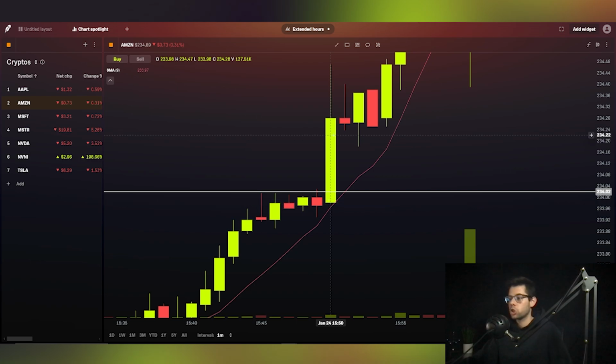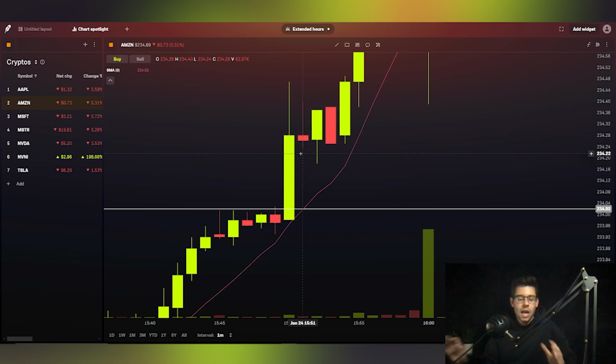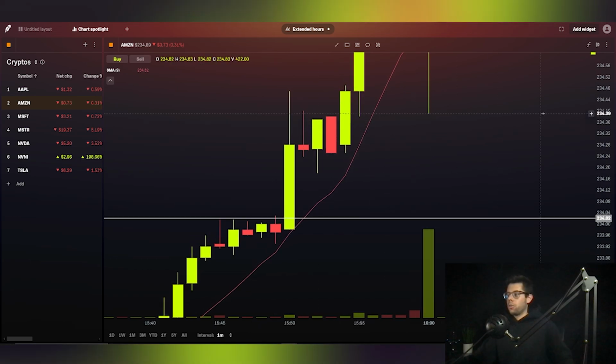We get a massive surge to the upside and it breaks through. And anytime a stock breaks through resistance, it tends to run like crazy. And we saw it here. It jumped from 234, ran through that area, hit a high of 234.47, and then pulled back down a little bit. Now remember, this is Amazon. We're looking at a 1 day, 1 minute time frame. It's not going to move $1 or $2 in one candlestick. It's just not.